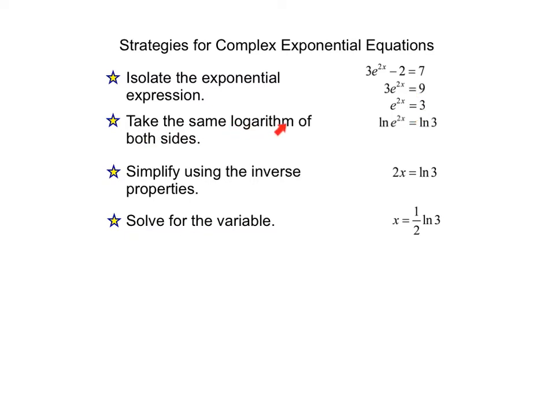Then I take the same logarithm of both sides, and I choose to do so with the same base. So since I have an e to the 2x, I use log base e, and another way to write that is ln. And I do that because they are inverse functions. So ln of e to the 2x equals ln of 3. And because they're inverse functions, I know that this undoes the exponent. So I end up with 2x equals ln of 3. And then I solve for the variable. X equals 1/2 ln of 3, or ln of 3 over 2.